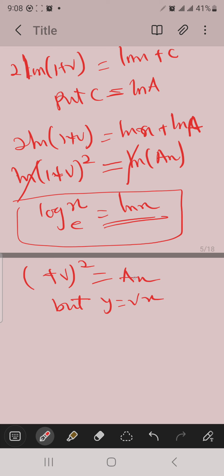Okay. Now we have, if ln cancels ln, log base e cancels log base e, this one is going to be 1 plus v all raised to power 2 equals ax. This ln cancels this ln. But originally, you have y equals vx. You don't have v in your question. You are not given v. v now equals y over x.